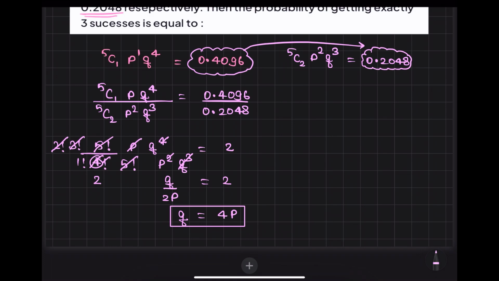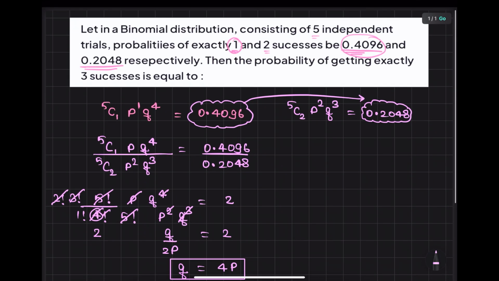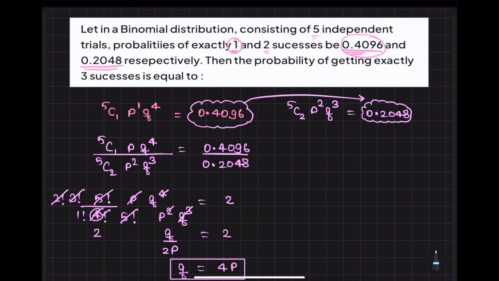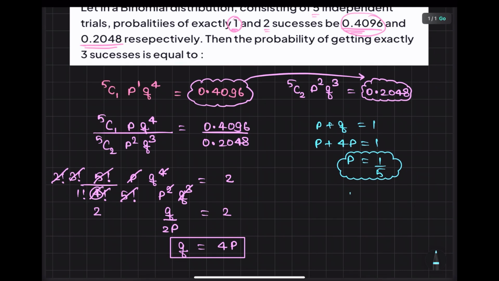Okay, now you know that you have to find out the exact value of p and q, and you got one relationship between p and q. Do you have any other relation in p and q? Yes, we do have. That is p plus q equals 1. You know that q is equal to 4 times p. So can I say that p plus 4p equals 1? So p is equal to 1 by 5. Now if p is this, can I say that q is 4 by 5?